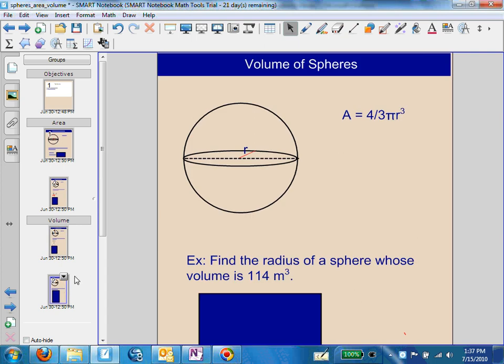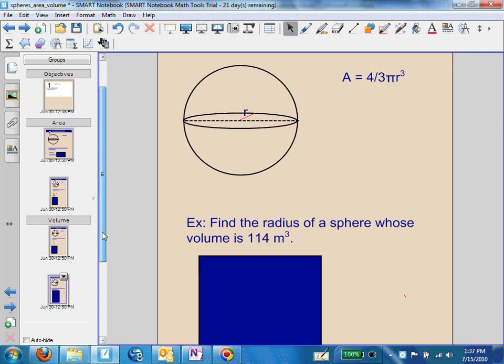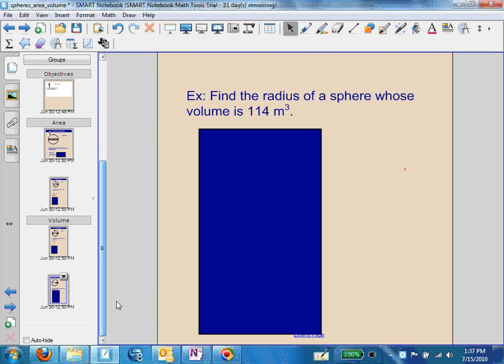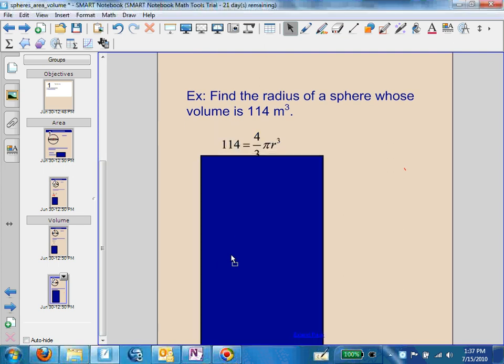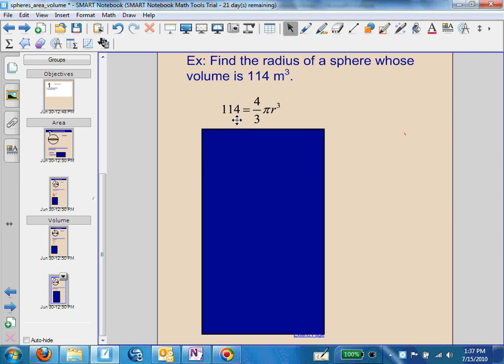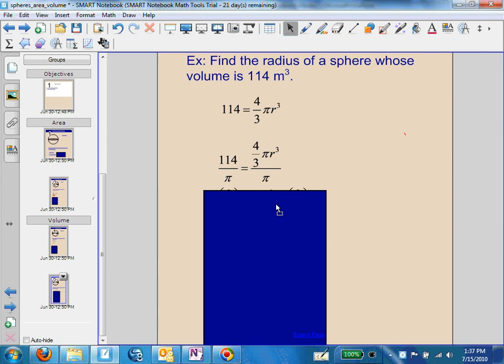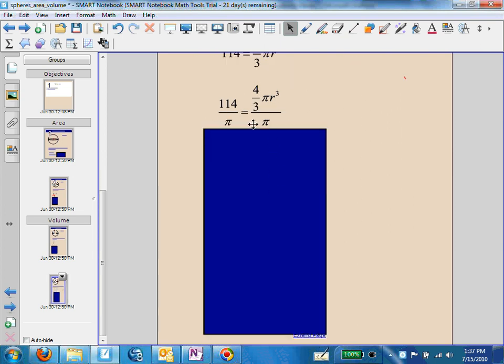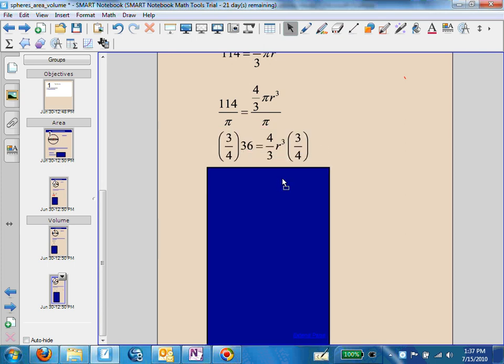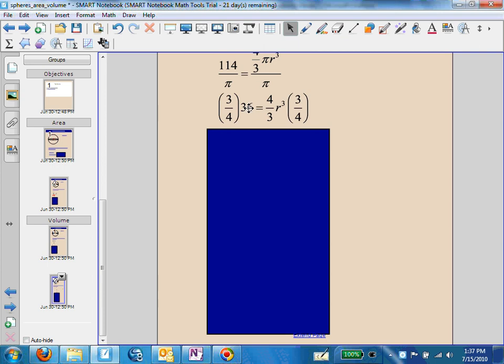Our last example is the hardest. Here we're given the volume and we're asked to find the radius. So we're going to work with our formula. Volume equals 4/3 pi r cubed. We're going to put 114 in the place of volume, since that's what we know, and we're solving for r. So we need to divide by 4/3 pi on both sides, and I'm going to take it in 2 steps to keep it simple. So first I'm going to divide both sides by pi, and when I do, I'm going to round the answer on the left-hand side, which would give me about 36.